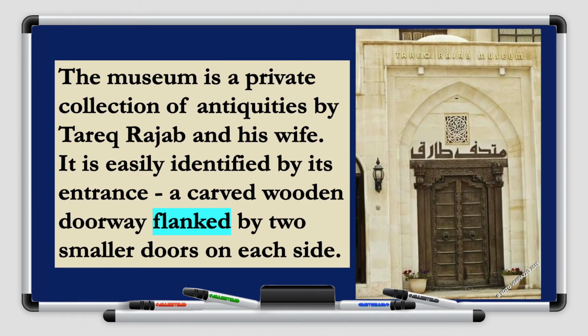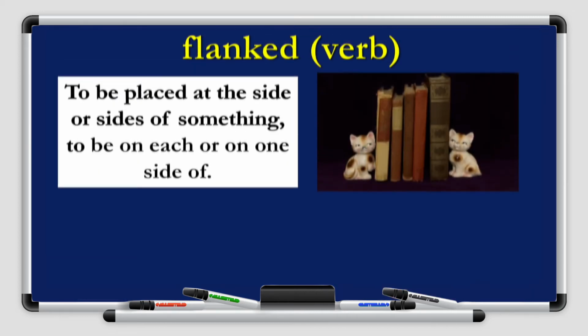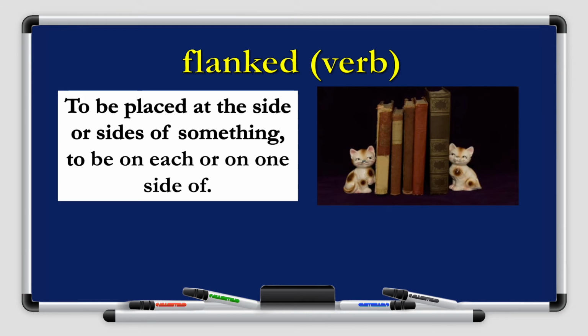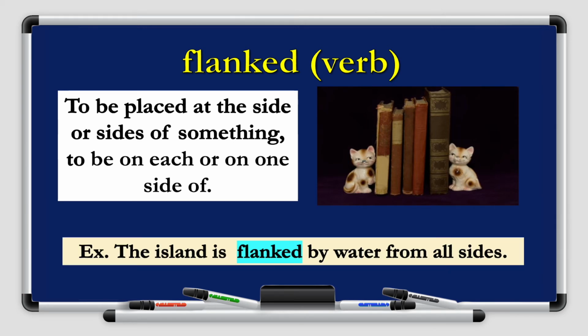The museum is a private collection of antiques by Tariq Rajab and his wife. It is easily identified by its entrance, a carved wooden doorway flanked by two smaller doors on the side. A new word for today is the word flanked. It is a verb. To be placed at the side or sides of something. To be on each or one side of it. For example, as you can see in the picture in front of you, these two cats are flanked and the books are in the middle. The island is flanked by water from all sides is an example for the word flanked.